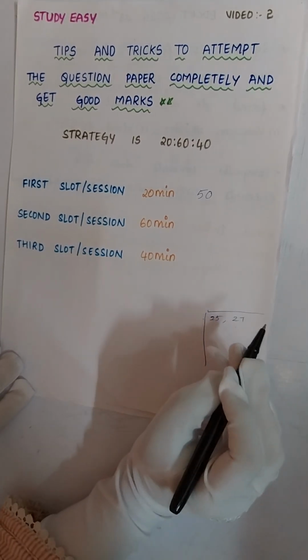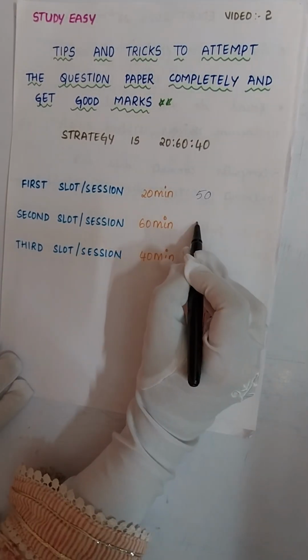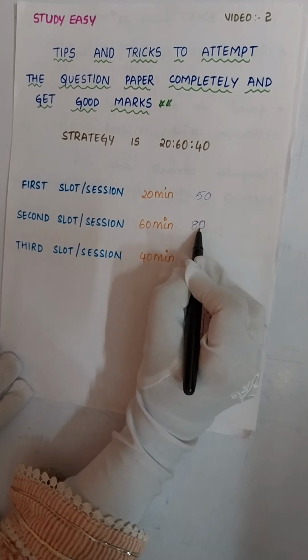But in the 60 minutes, you must attempt at least 80 questions. By the end of the second slot, you must be able to attempt how many questions? 80 questions.